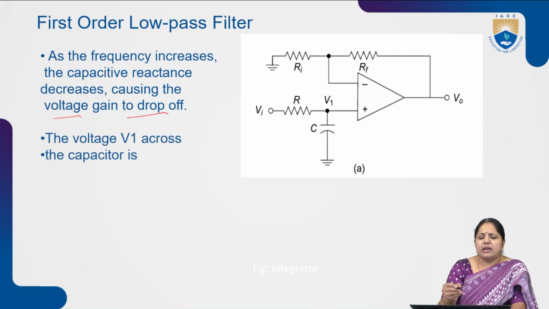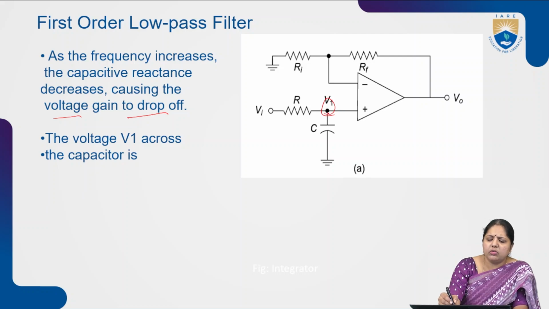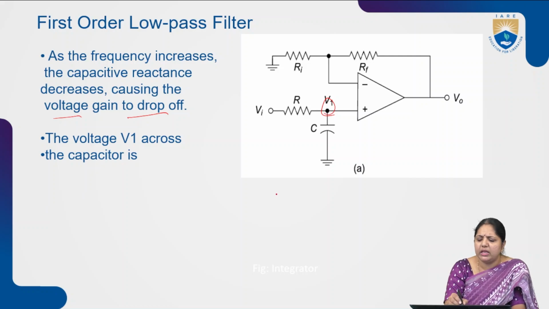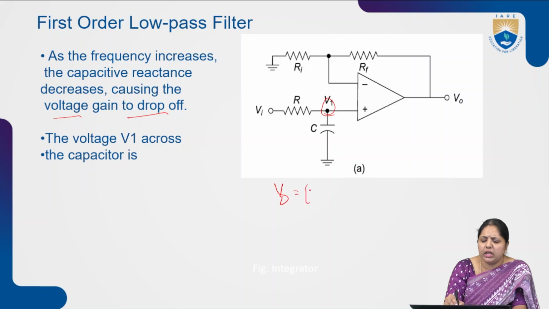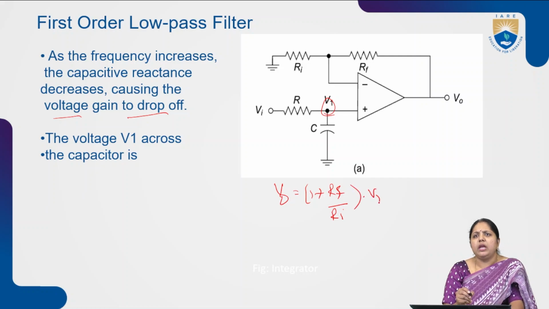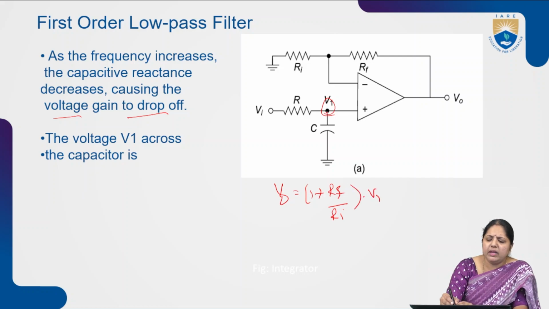Now, what is the voltage at this node, V1? Why do I need to find V1? Because I need to find the output voltage V0. Output voltage V0 equals 1 plus RF by RI into the voltage V1. So how to find V1 here? Using the potential divider network, V1 equals Vi into (1 by j omega C) by (R plus 1 by j omega C). I can find it like this.